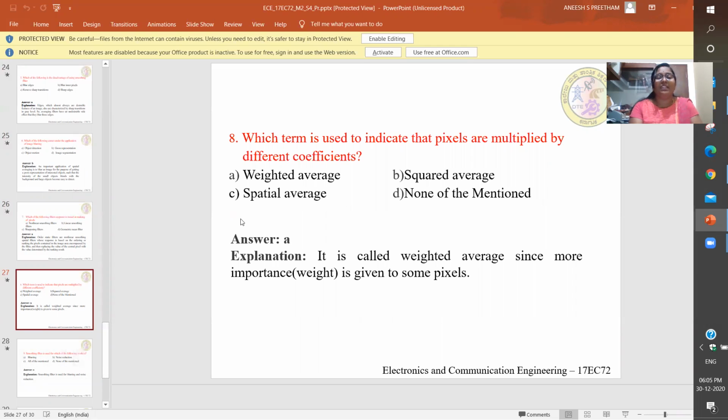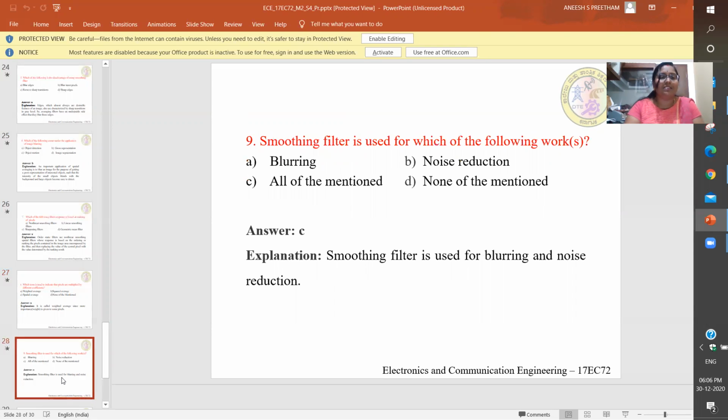So, eighth question, which term is used to indicate that pixels are multiplied by different coefficients? First one, weighted average. Second, squared average. Spatial average, none of the mentioned. Its answer A, it is called the weighted average, since more importance is given to some pixels.